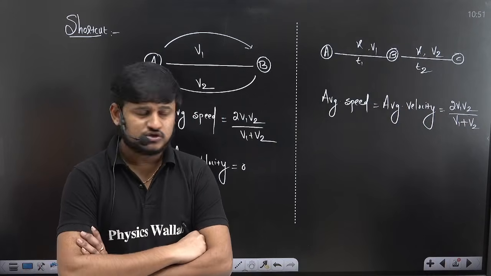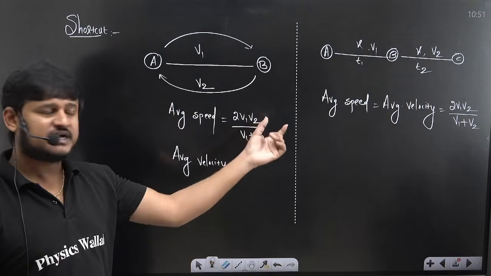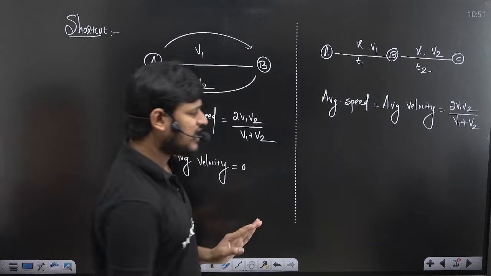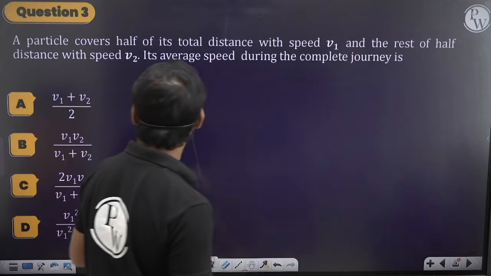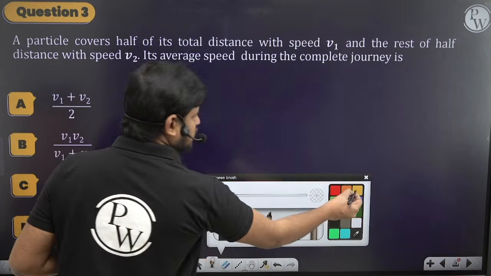Clear? Understood? Chalo. So if you remember the formulas, you can directly substitute the values. That's it. Otherwise you have to go for the procedure, which is a time-wasting process. So now next question.